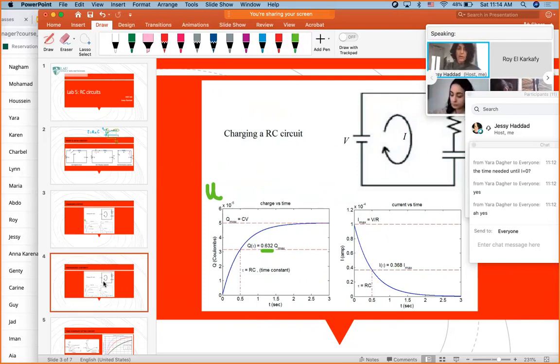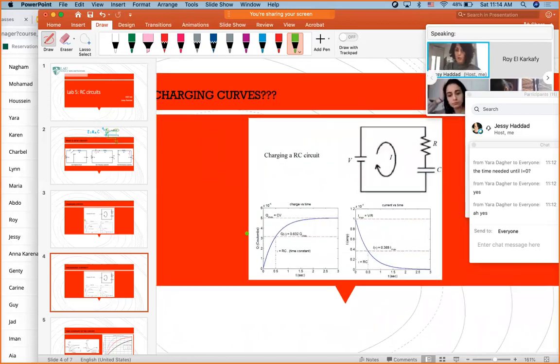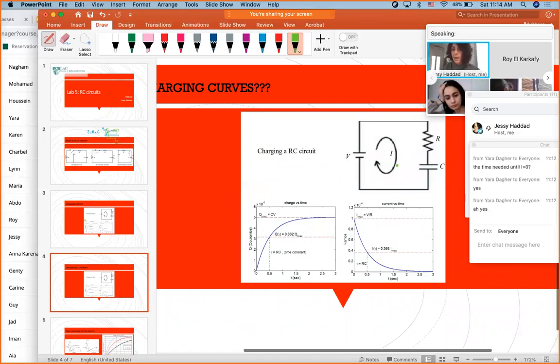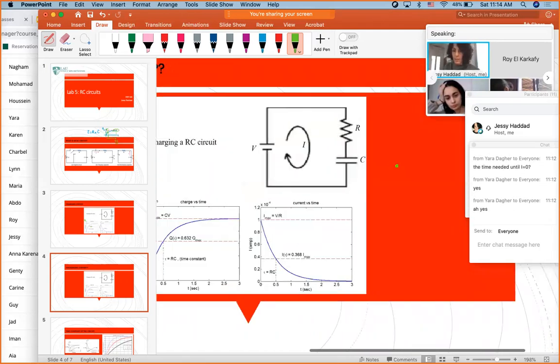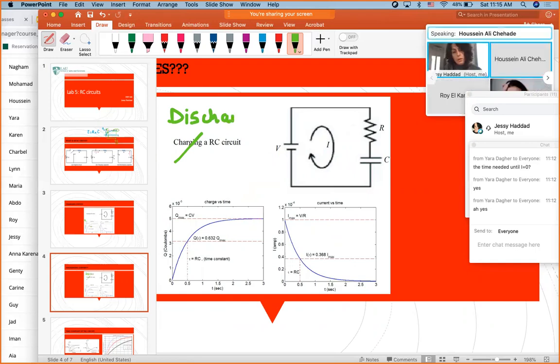All right, now for the discharging curve, the circuit is going to be a bit different. I'm going to ask Hussein to help me out. Hussein, how can I change my circuit to make it a discharging circuit? So I'm going to cross out charging and I want a discharging circuit. How do you do it? I'm going to have to disconnect the battery. All right, remove the battery. So cross out, open the circuit, remove the battery.